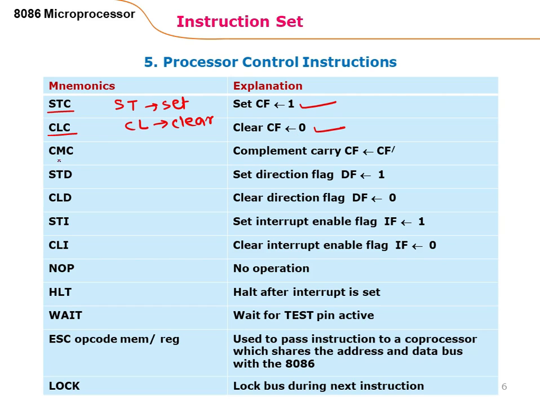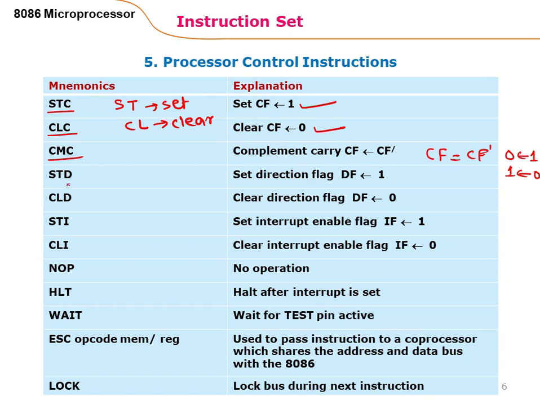Then we'll use CMC. CM is used for complement. So CMC is complementing the carry flag, so the carry flag becomes equal to the complement of the carry flag. Suppose the carry flag is 0, then it will be updated to 1, and if it is 1, then it is updated to 0.